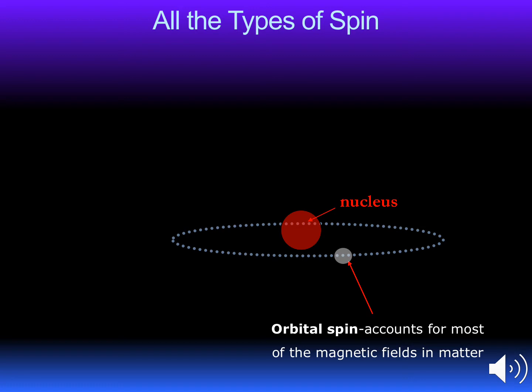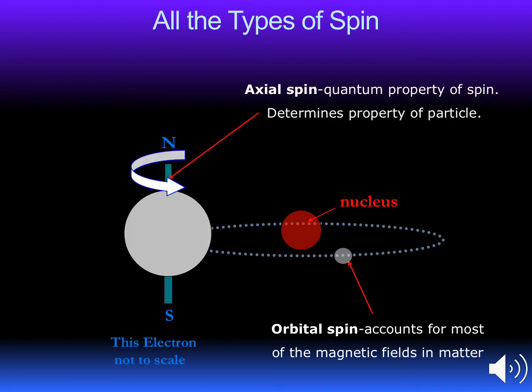And the first one shown here is orbital spin. That's where the electron or electrons spinning around the nucleus set up a spin orbital momentum, and this accounts for a lot of the magnetic fields that we see in matter.